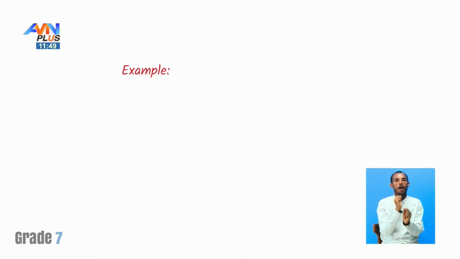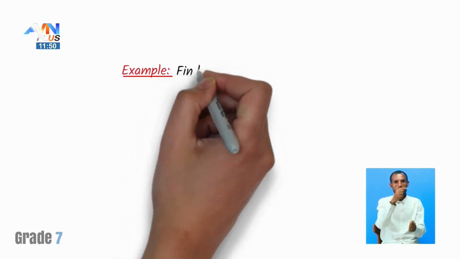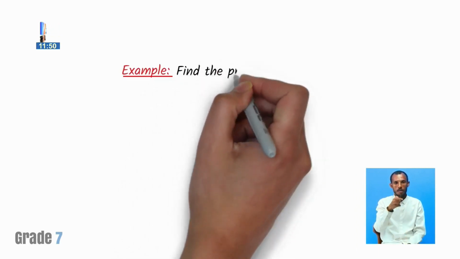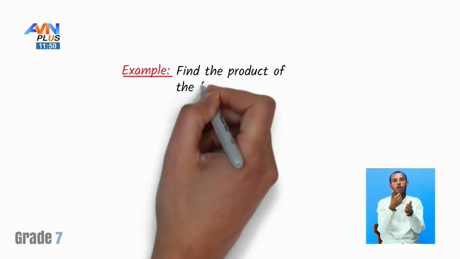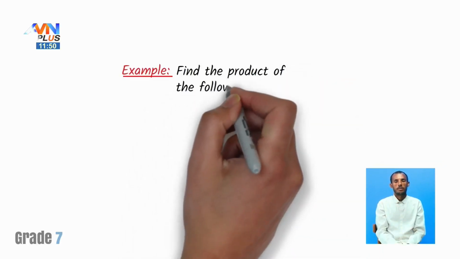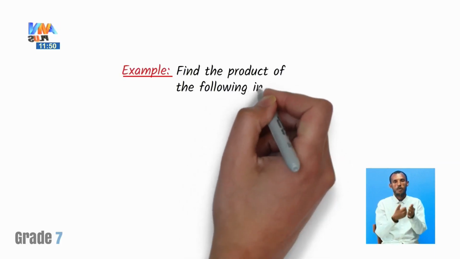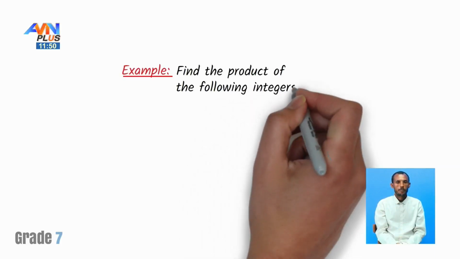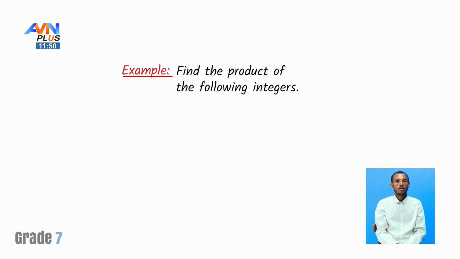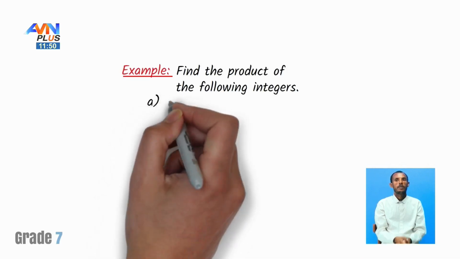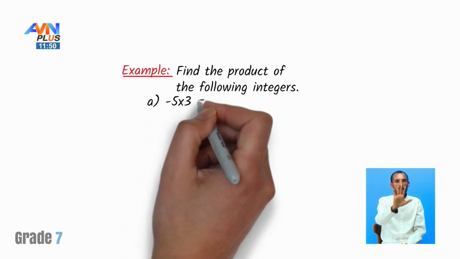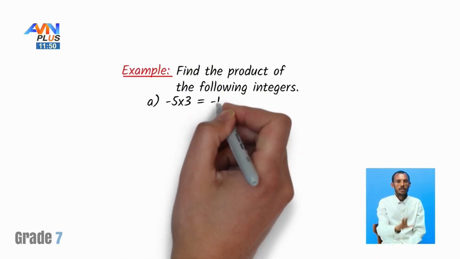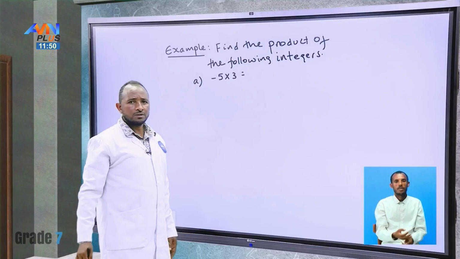Example: find the product of the following integers. Okay, the first one, negative 5 times 3. What is the product of these two integers?